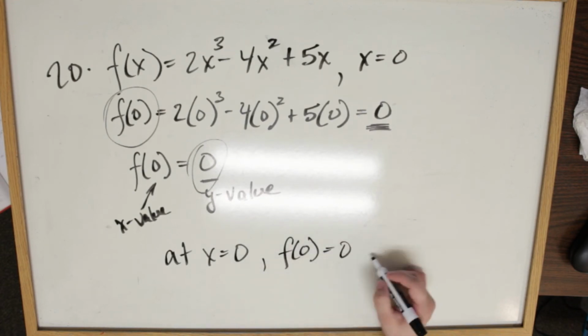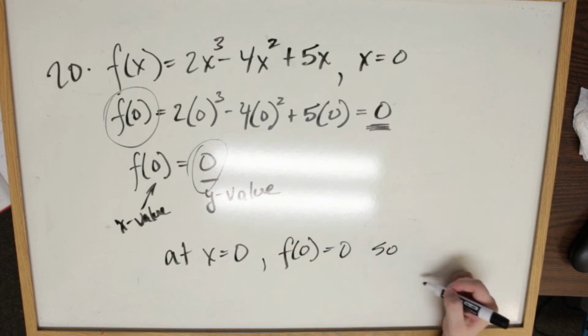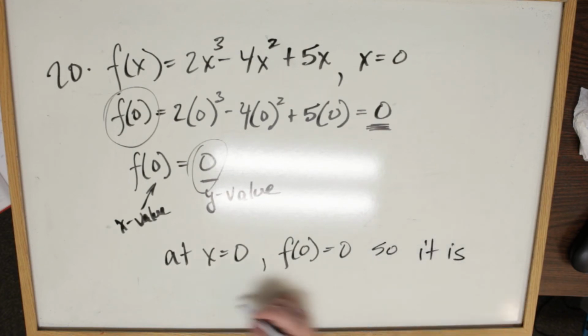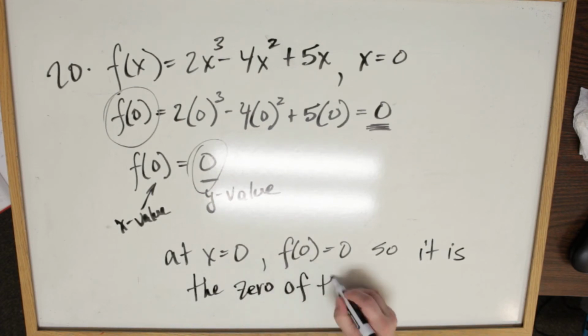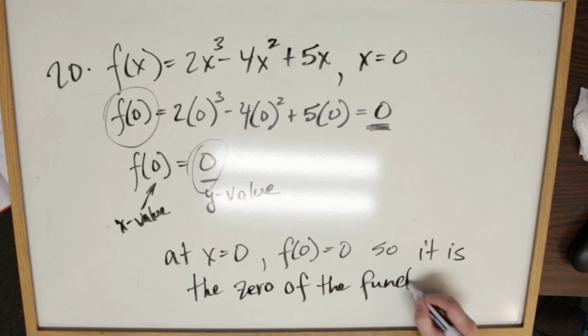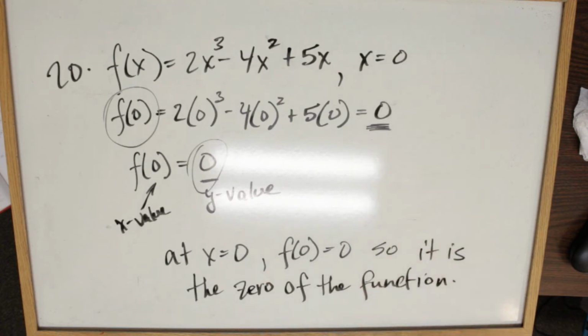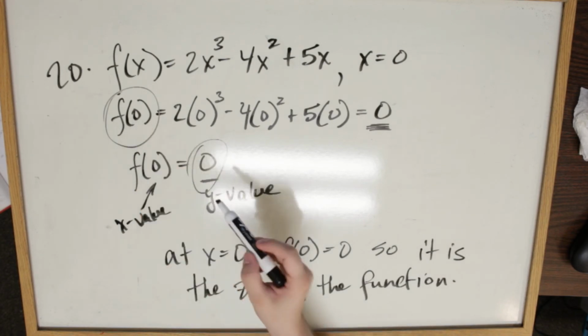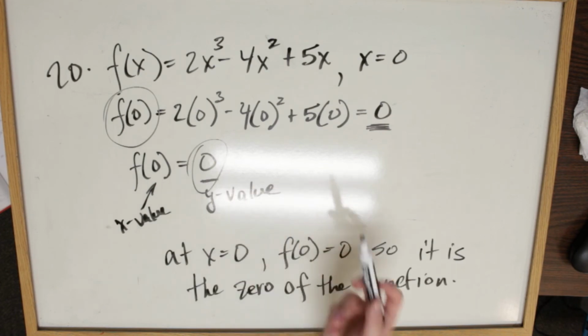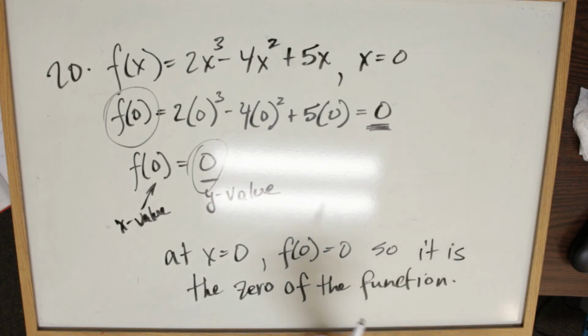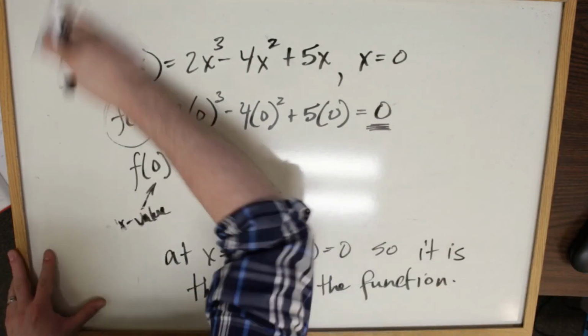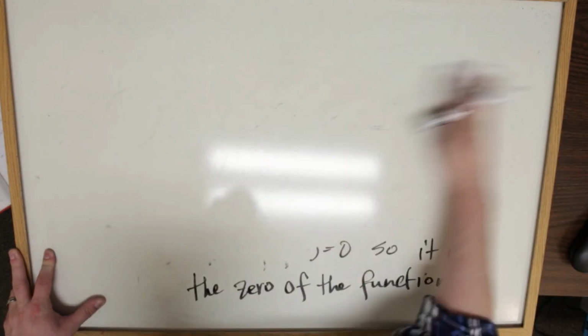Lots of zeros in here. So it is the 0 of the function. I could have put in x equals 10, and if you find that f of 10 equals 0, then x equals 10 would be the 0. Let's do another one real quick, so hopefully you can see another example of the process here.